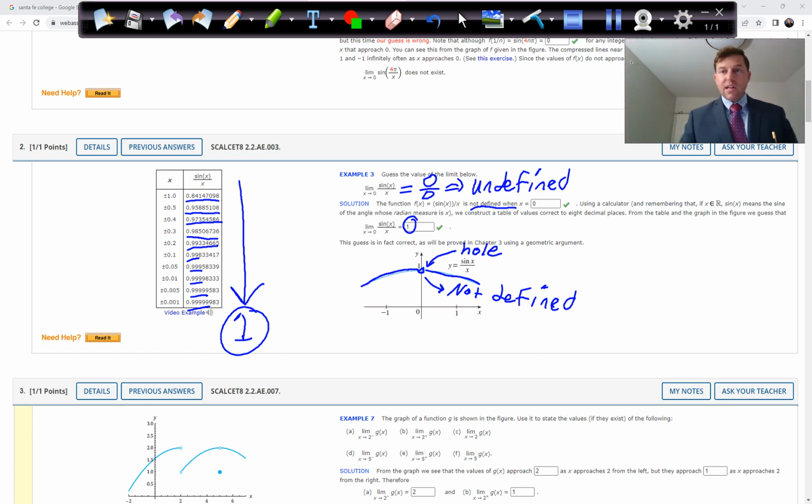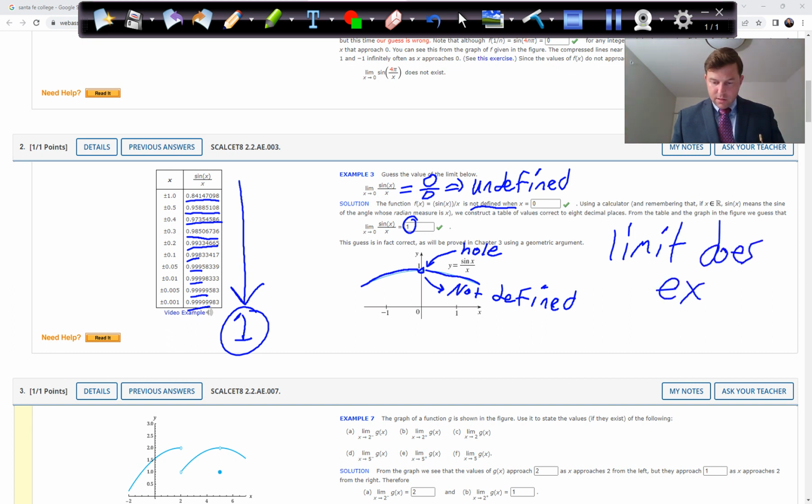Okay, but this limit does exist because from both sides your function's approaching 1. So this limit does exist. Because as I approach from the left, my value is approaching 1. As I approach from the right side, my value is approaching 1. They approach the same number. Where in that last one, they were going all over the place. It wasn't lining up. Okay, so that's problem 2.